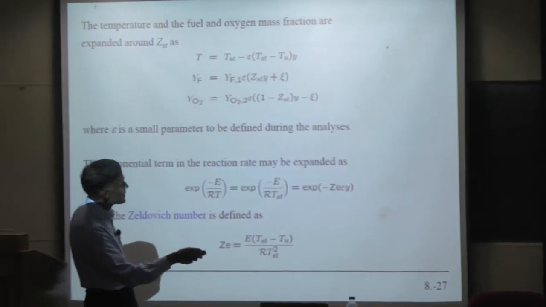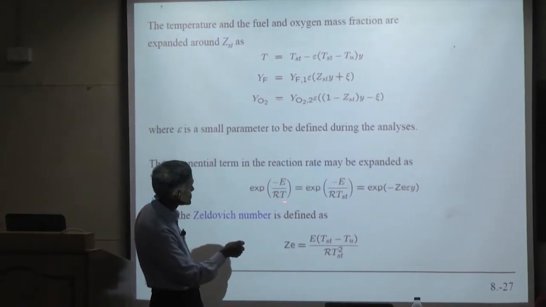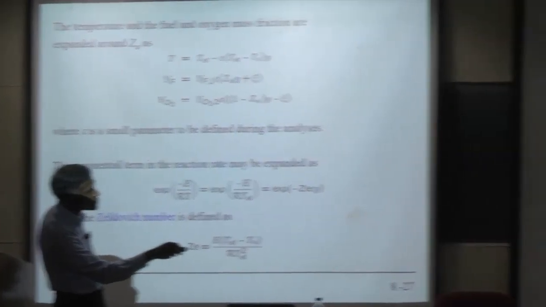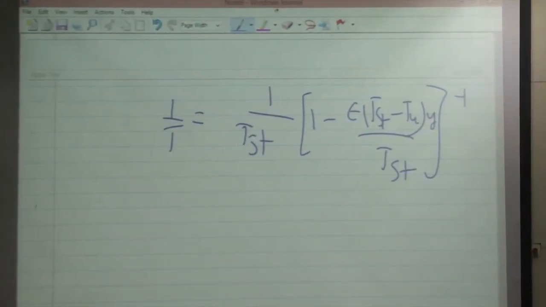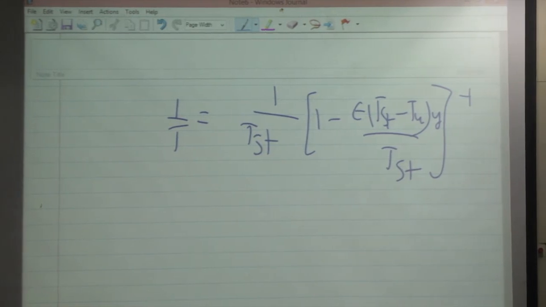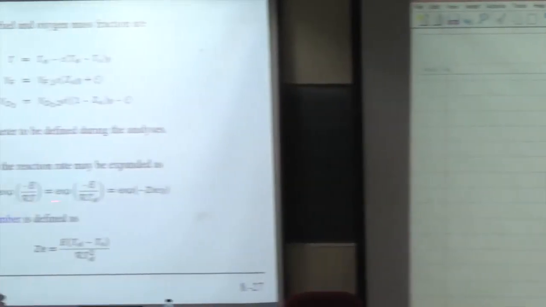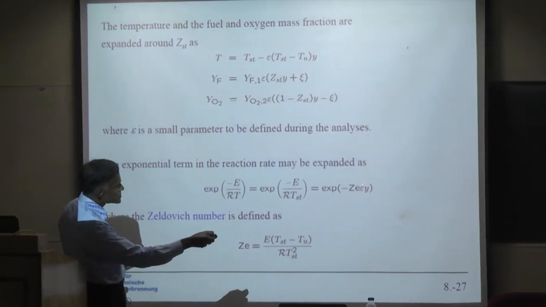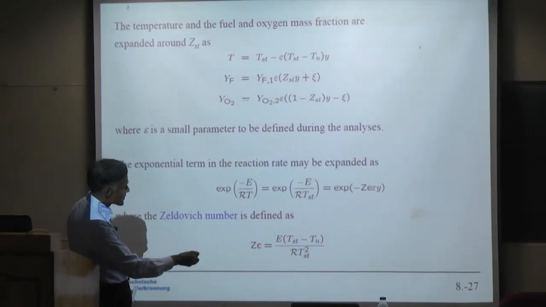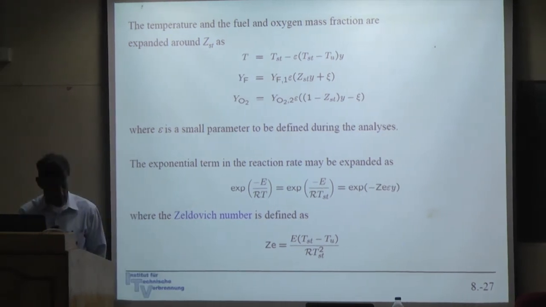So essentially this is what is done here. Therefore you get two terms, a 1 over TST, right? You can multiply the whole thing by E over RT. So you get minus E over RT, which is the exponential of that times the exponential of that. Where again, Z is now the Zeldovich number that appears again.